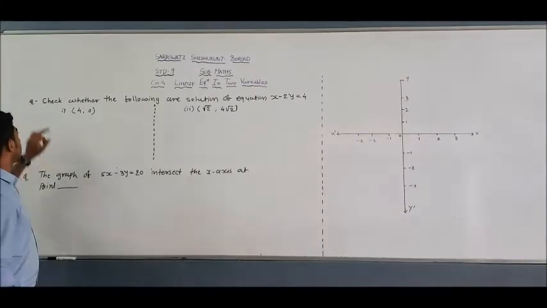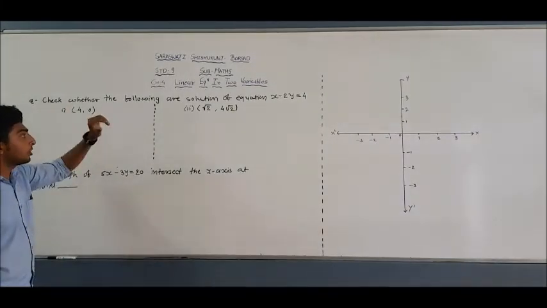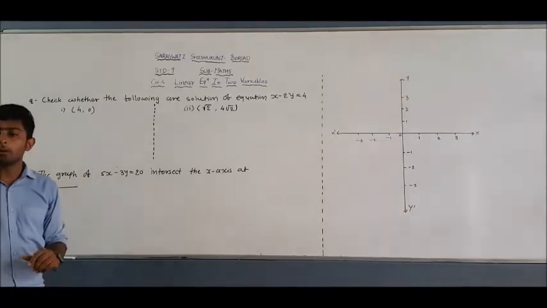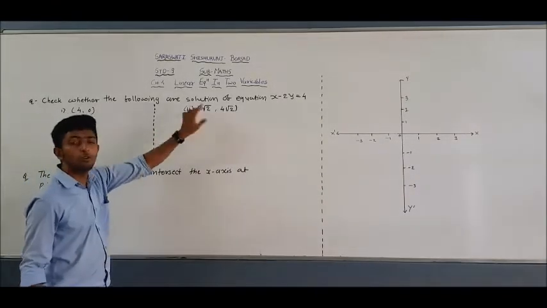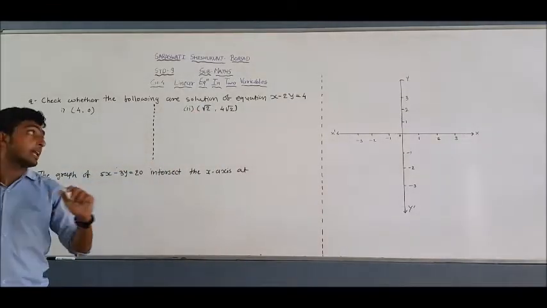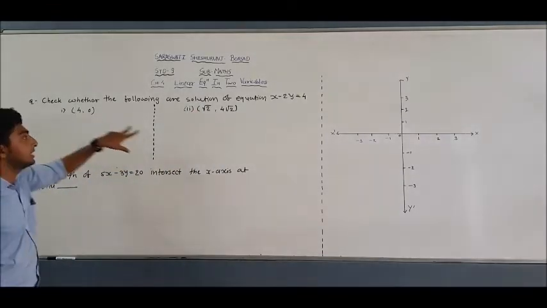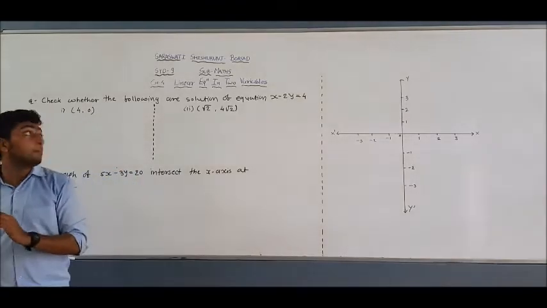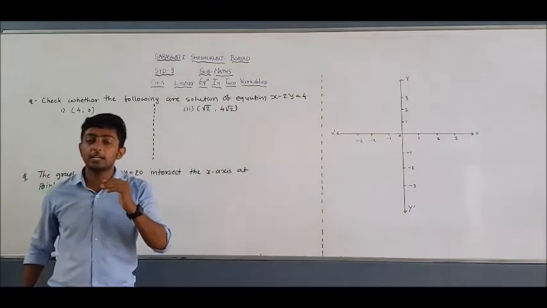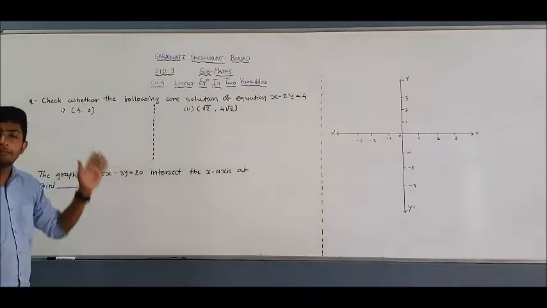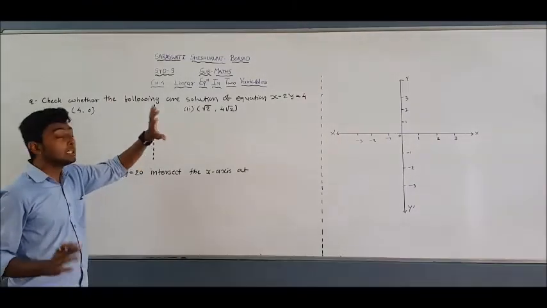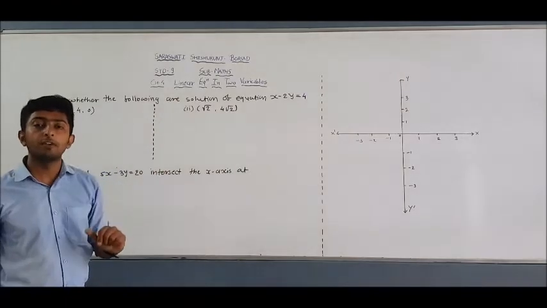Our next question is: check whether the following are solutions of the equation x minus 2y equal to 4. Here we have been given 2 points, (4, 0) and (root 2, 4 root 2). Friends, we have to check that if I substitute both points in the given equation, the answer will be 4 or not. If your answer is 4, then this is a solution of the given equation. If the answer is not equal to 4, then the point is not a solution of the given equation.